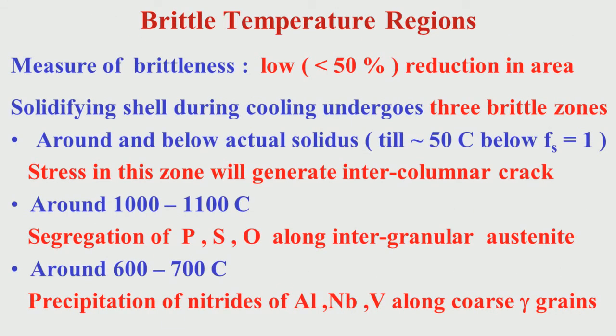So, today I will talk about, I have earlier talked about one brittle temperature region which is around solidus, but when the liquid steel is getting cooled initially during solidification, and even beyond that, even lower than that, there will be certain other brittle temperature regions.